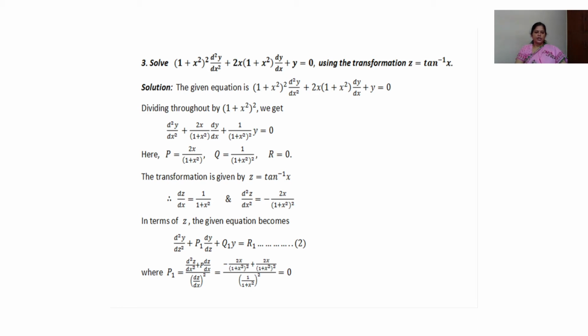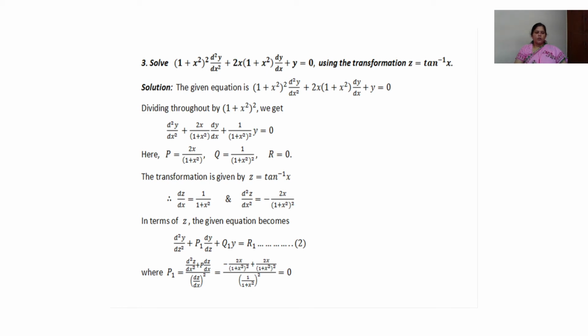If we differentiate with respect to x, we get dz/dx = 1/(1 + x²), because the differentiation of tan⁻¹x is 1/(1 + x²). Again we differentiate this to get d²z/dx², so we get d²z/dx² = −2x/(1 + x²)².